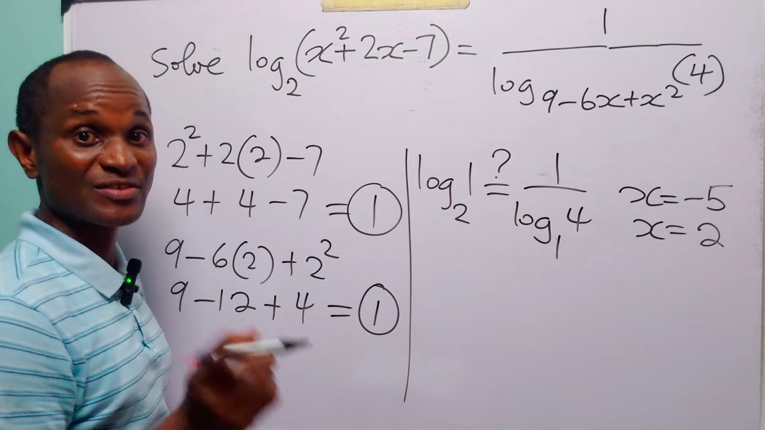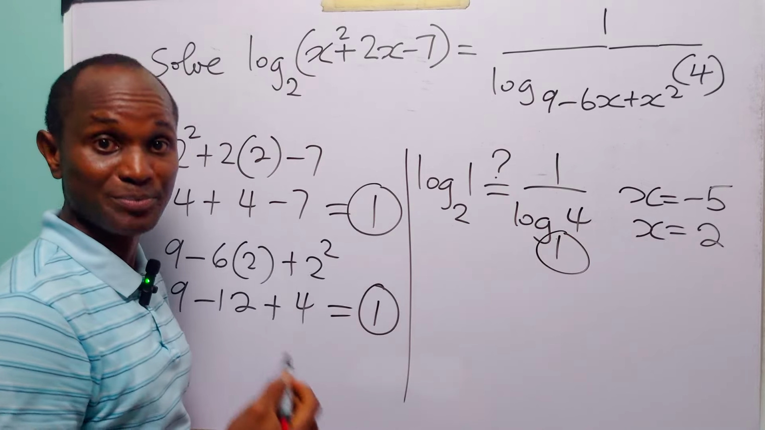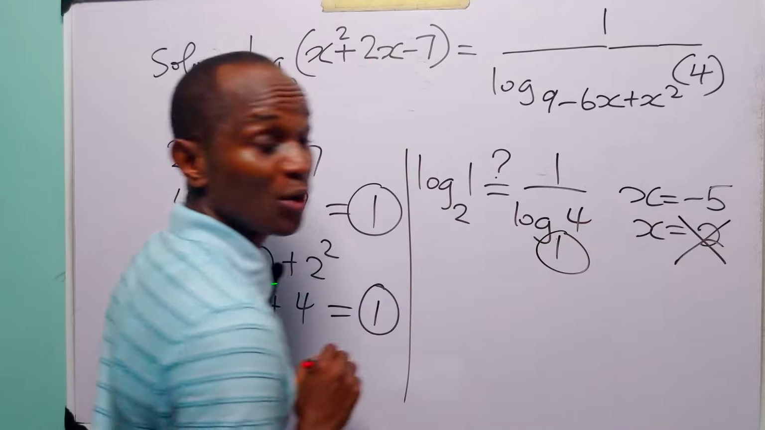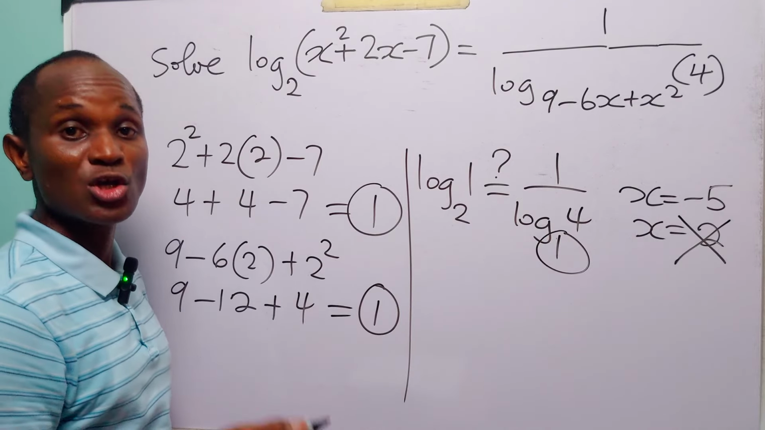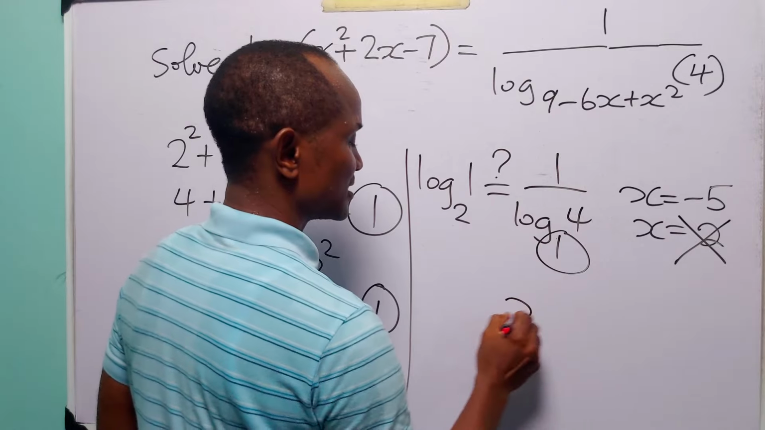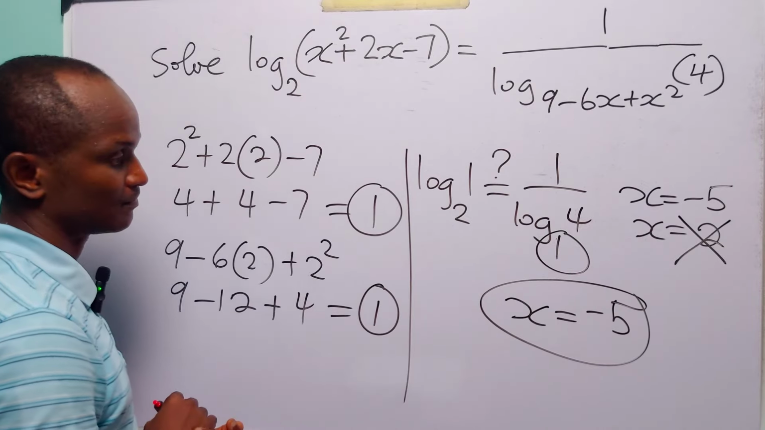But I am sure you must have seen the problem. 1 cannot be the base of a logarithm. So this value of x is unacceptable. So the only value of x that satisfies this logarithmic equation is x equal to minus 5.